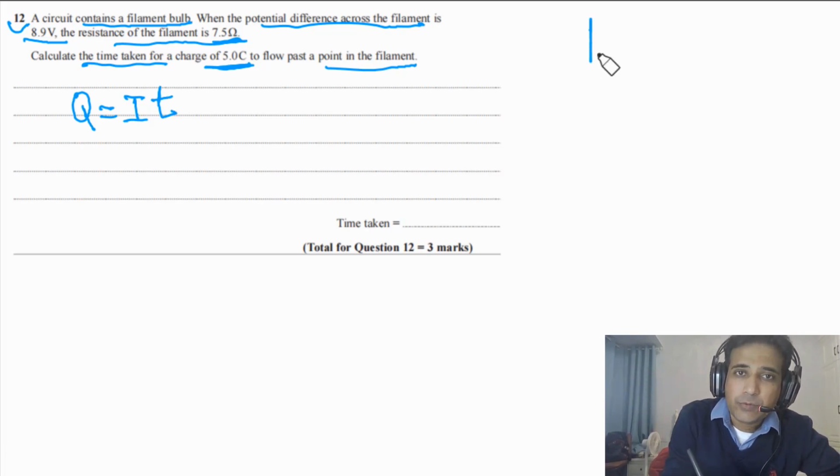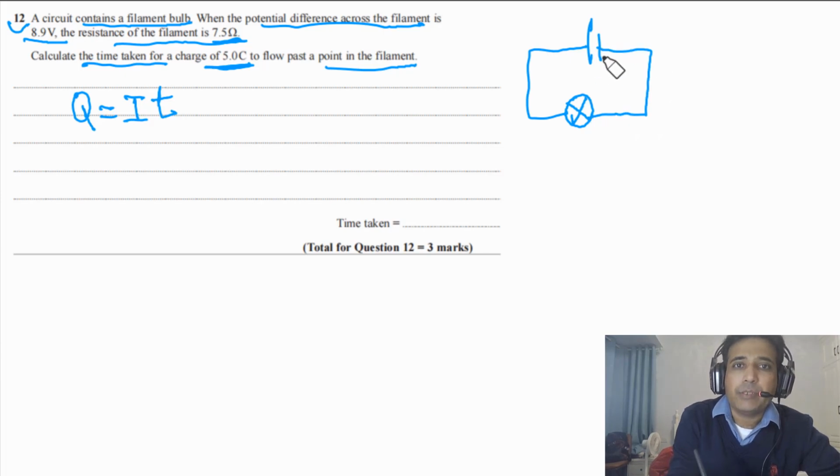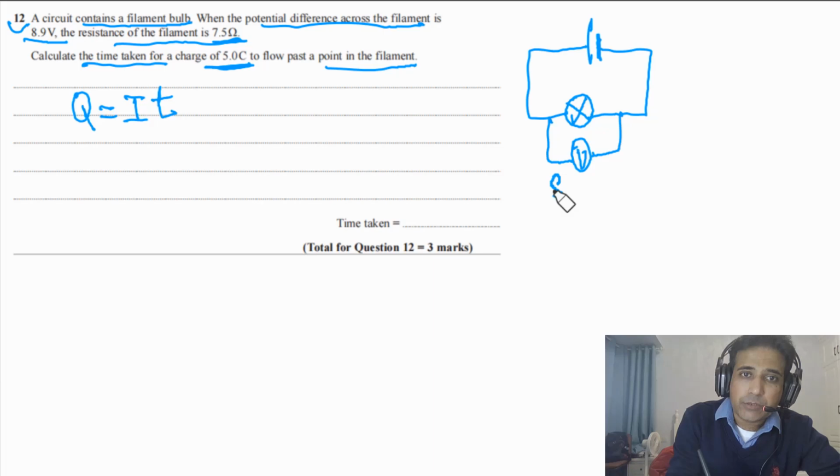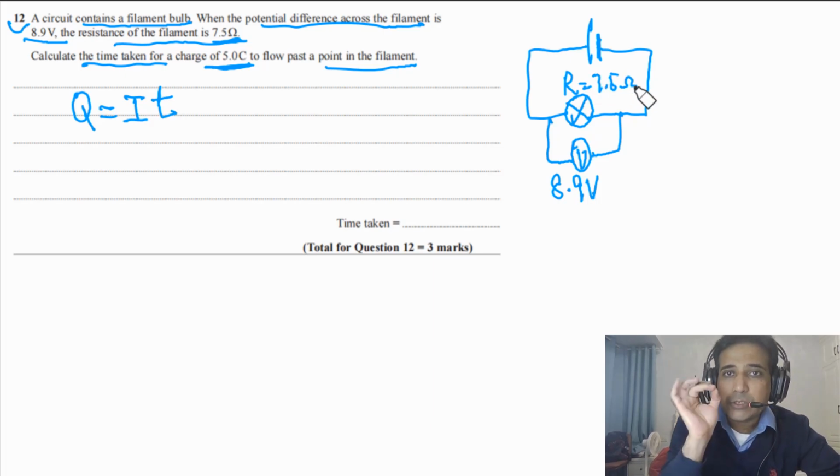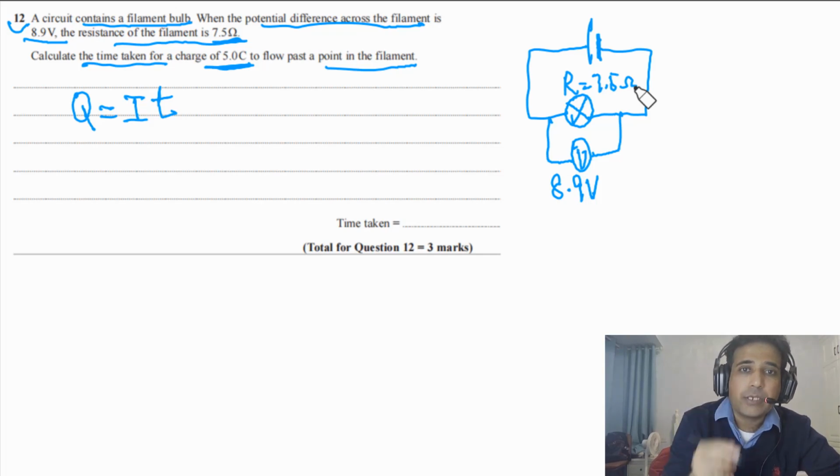For this question, if you want, you can also sketch this diagram. It is given to us, we have a filament bulb. So this one is the filament bulb. The potential difference across this is given, so we can connect our voltmeter here, and the reading on this voltmeter is given to us, that is equal to 8.9 volts, and the resistance of this filament lamp is given, that is equal to 7.5 ohms. Now simply we can use Ohm's law and we can find the current in this circuit.